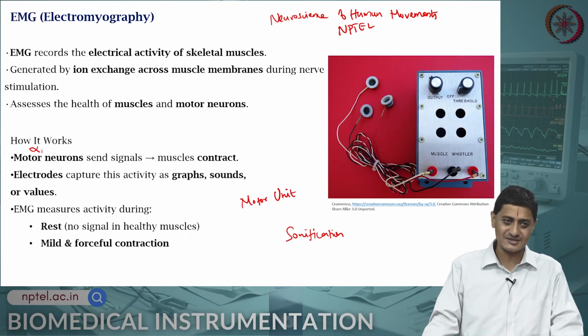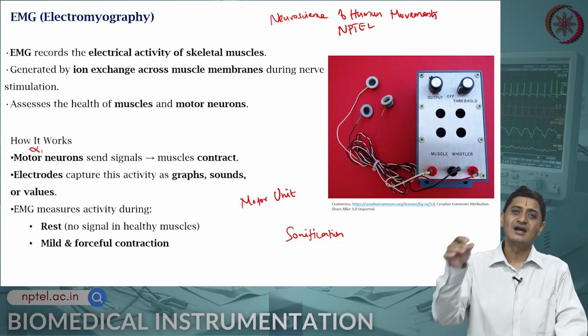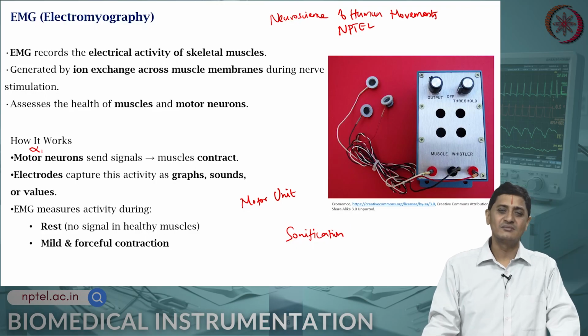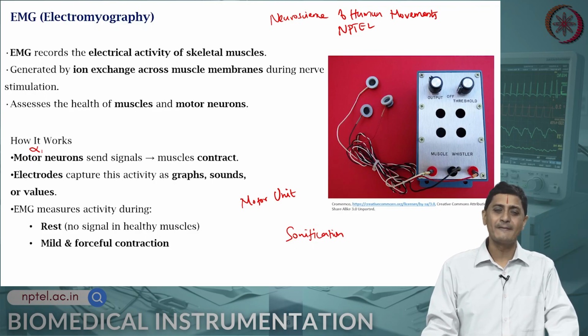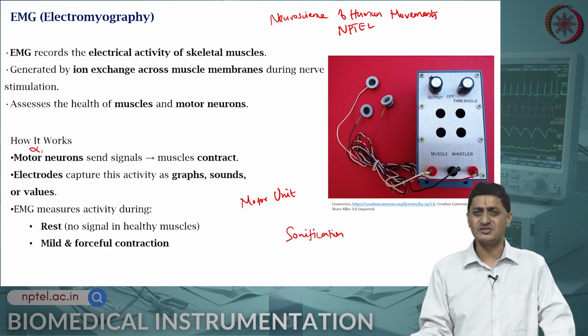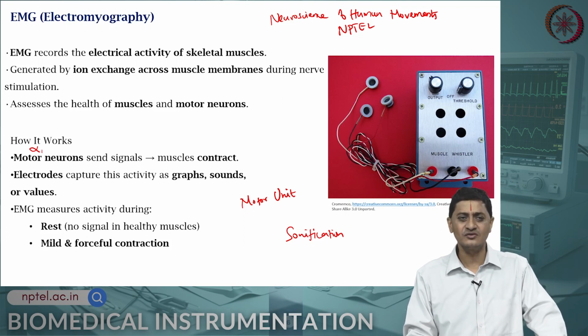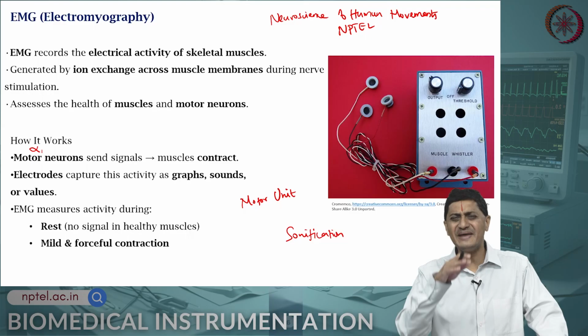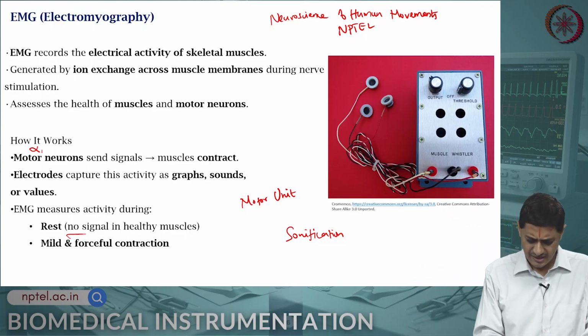That used to be the case. So imagine I am keeping a microphone on the muscle, and you are hearing the muscle activity as sound. That's essentially what EMG is doing. EMG measures activity during rest. During rest also there will be some baseline activity. It says no signal. That is not true.